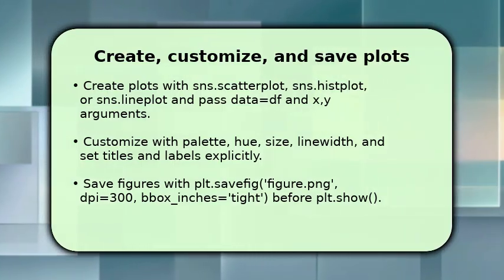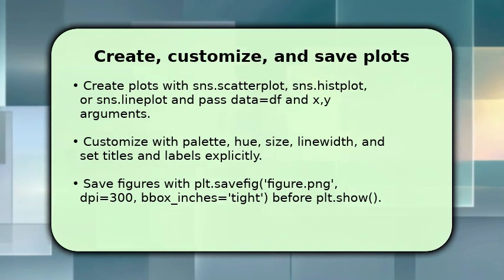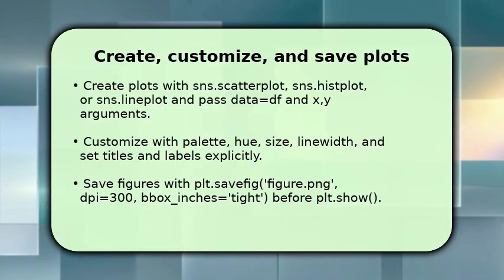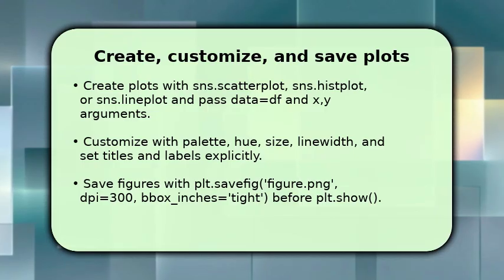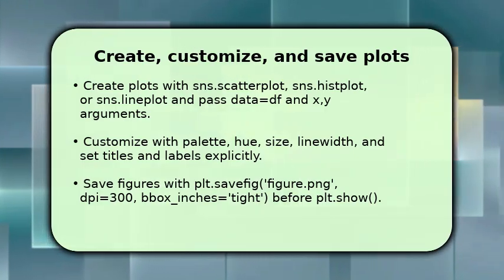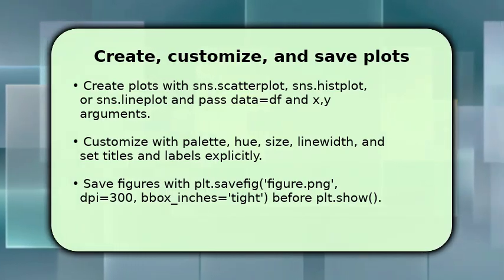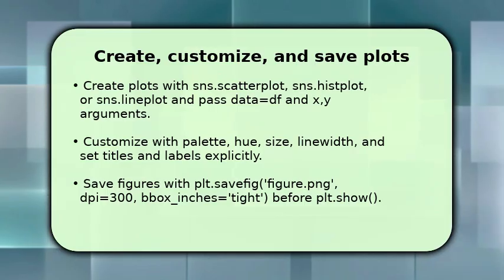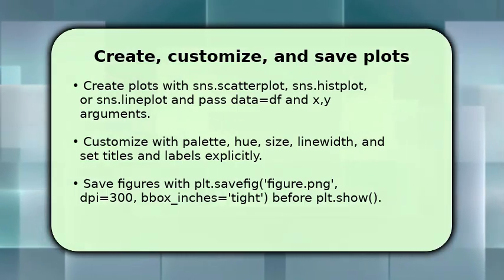Add axis labels and a title with plt.xlabel, plt.ylabel and plt.title to provide context. Use plt.tight_layout to adjust spacing, then save the figure with plt.savefig, figure.png, dpi equals 300, bbox_inches equals tight before or after plt.show.